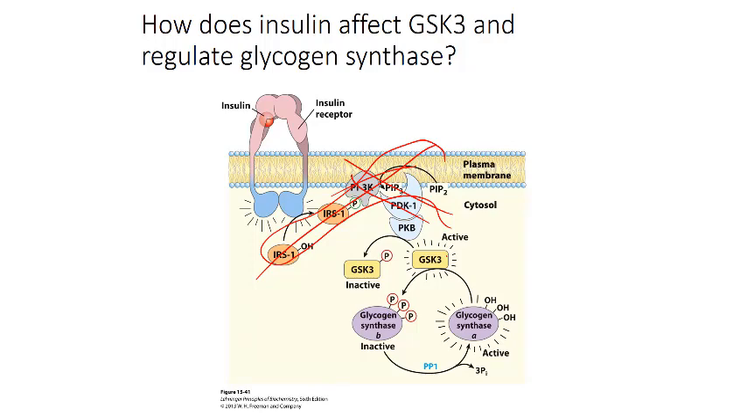So the insulin signal is preventing the deactivation of glycogen synthase. So this enzyme here is going to phosphorylate glycogen synthase. Insulin says, nope, I'm going to inactivate you. So glycogen synthase will stay active.